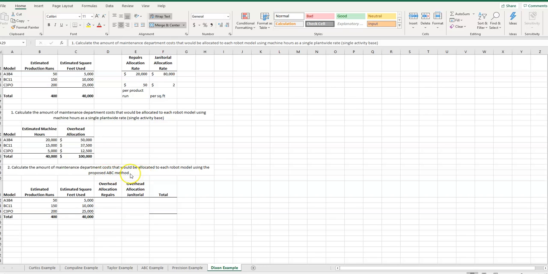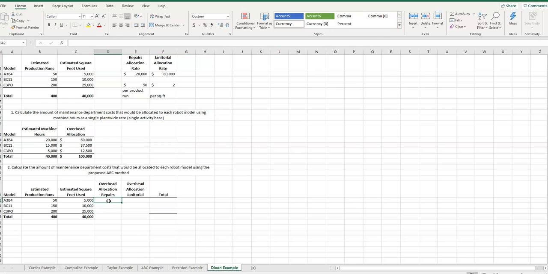The next thing that we're going to do is allocate overhead based on the proposed activity-based costing method and see how that changes our overhead allocation. So we're going to allocate our overhead repairs based on the number of production runs. So we have our rate of $50 per production run times the number of production runs. And for janitorial services, we have a rate of $2 per square foot times the estimated square feet used.